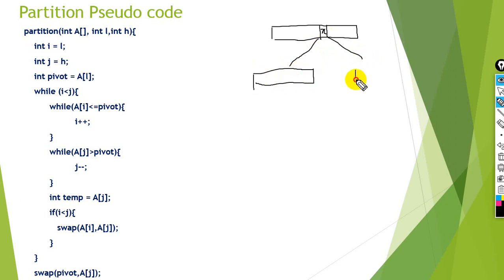So now, doing this partition, we are using this complete code.